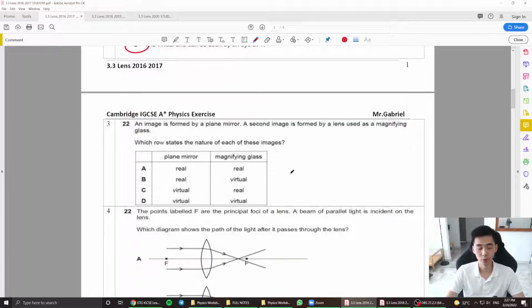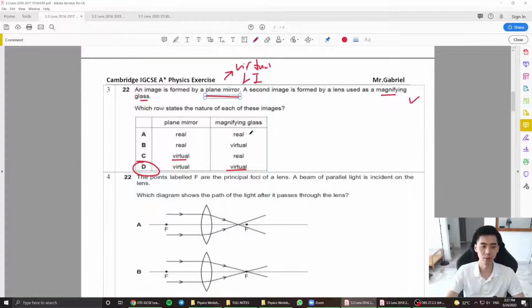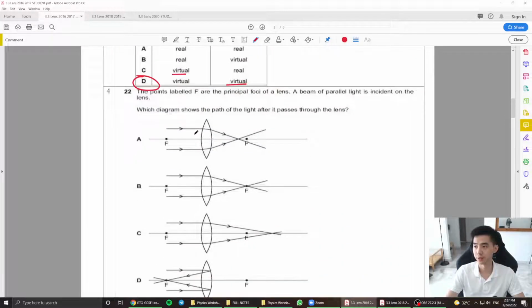So moving on to this next question here, an image is formed by a plane mirror. Plane mirrors will generally create virtual and laterally inverted images. A second image is formed by a lens used as a magnifying glass. This will also be virtual as well. Which row states the nature of these images here? Plane mirror for sure, virtual. Magnifying glass is virtual as well. So D is the answer here.